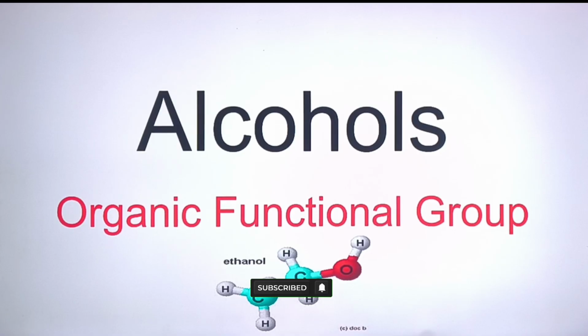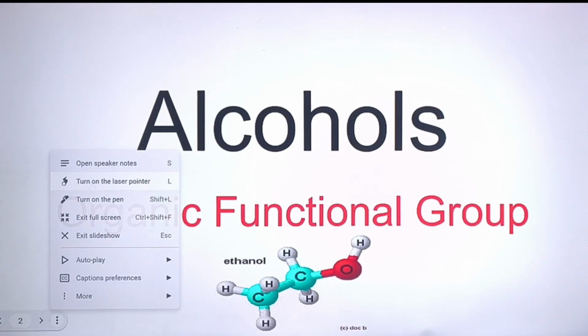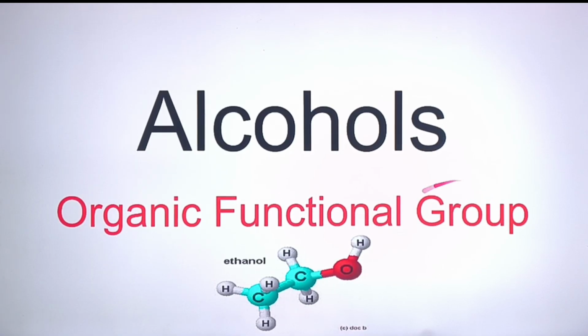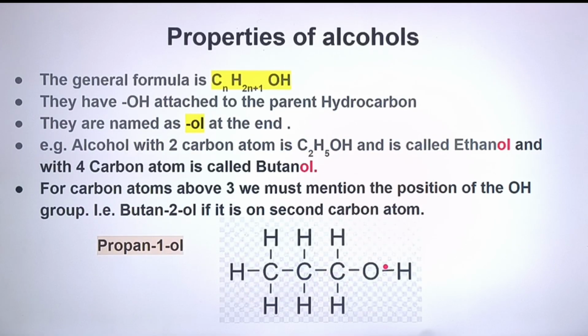Today I'm going to talk about a functional group, alcohol. Alcohols are organic functional groups. I'm sure you all know what functional groups are, but I'll still let you know. A functional group is a group of atoms that decide the chemical property of a compound. Like over here, the OH is a group of atoms which decide the properties of all alcohols. So every alcohol will have an OH.